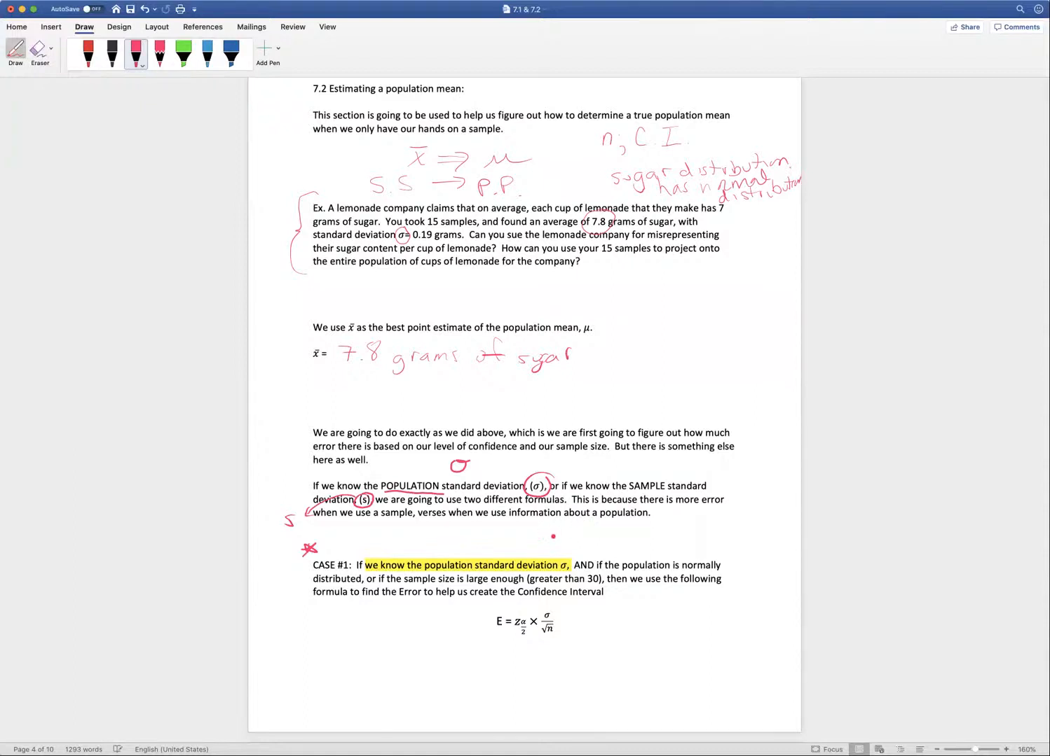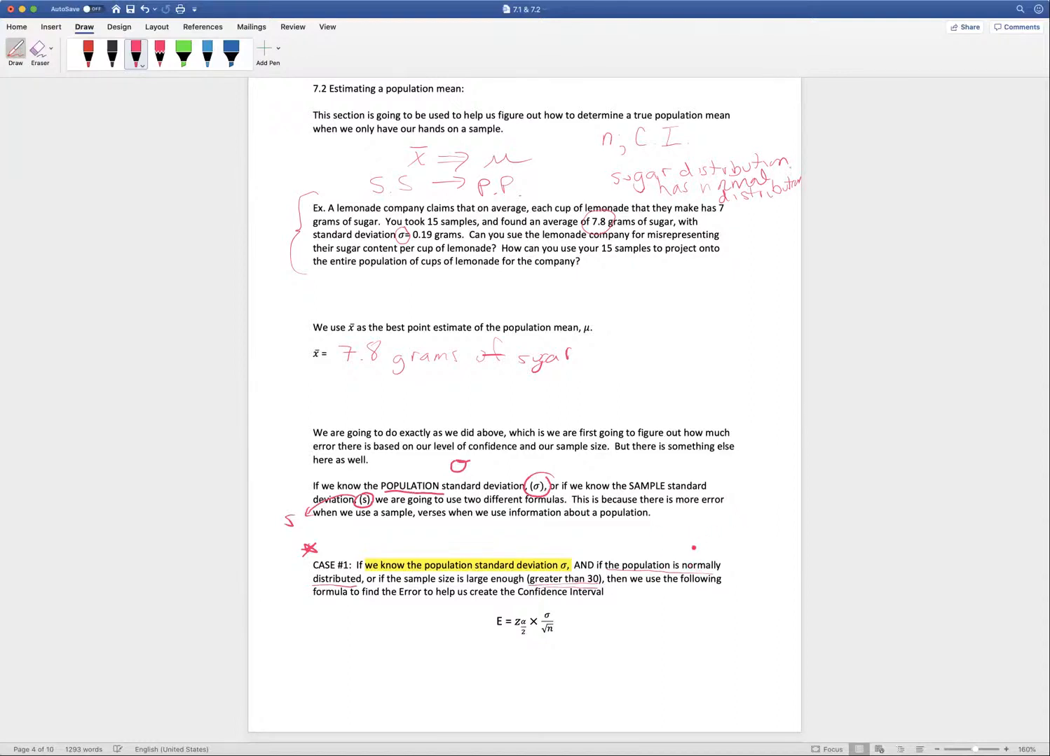We're breaking this up into two different cases here. And the first case is, well, what if we know the population standard deviation sigma? What formula are we going to use, and how are we going to convert that into confidence intervals? So what we do have to assume is that either the population is normally distributed or that our sample size is large enough. And remember that 30 was the sample size that we're looking for.